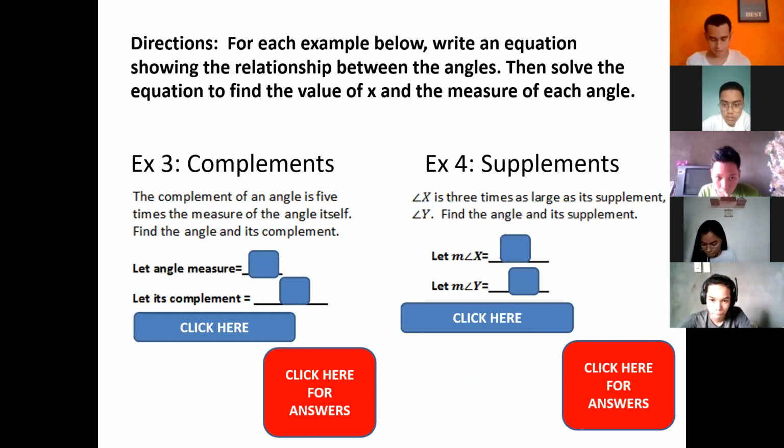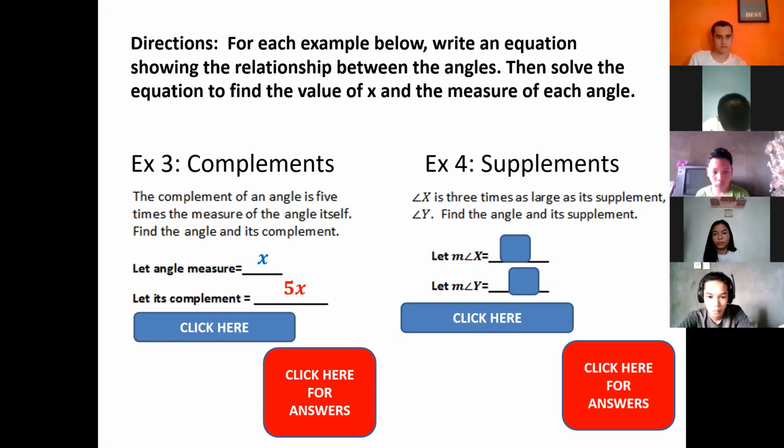The complement of an angle is 5 times the measure of the angle itself. Find the angle and its complement. So let's say that the angle is x. So the complement is 5 times itself. So that would be 5x.